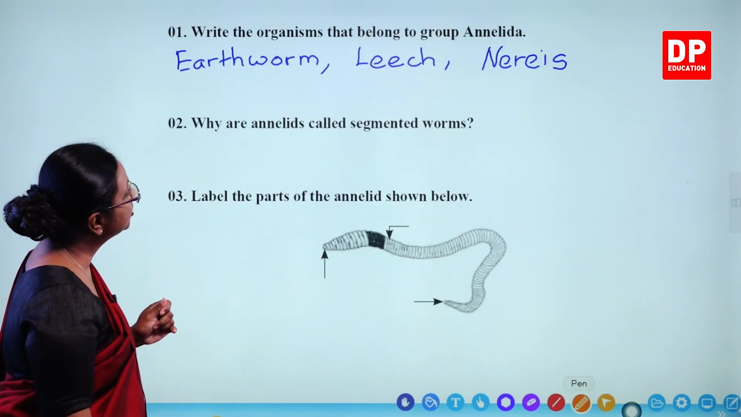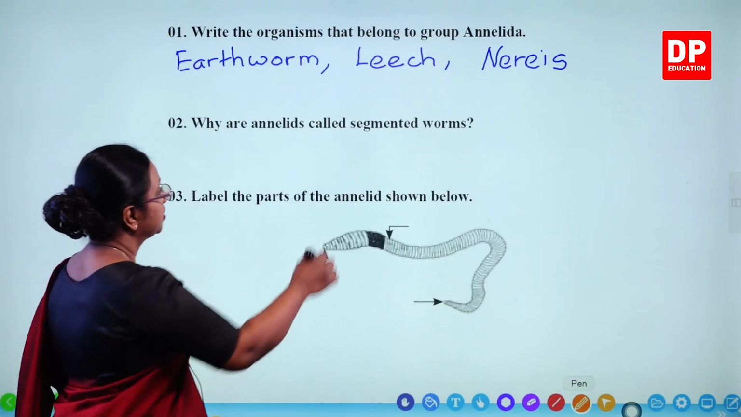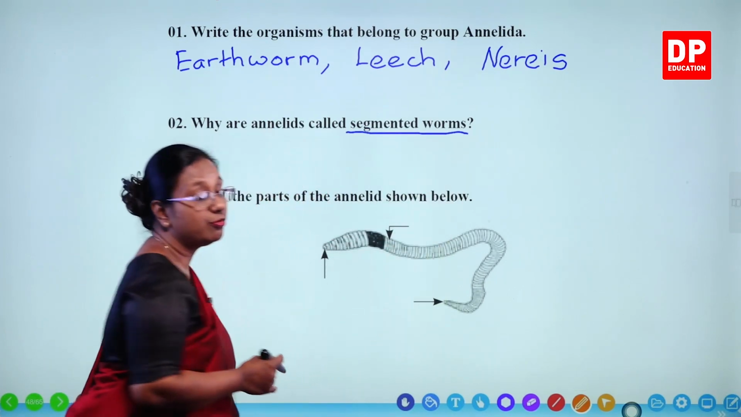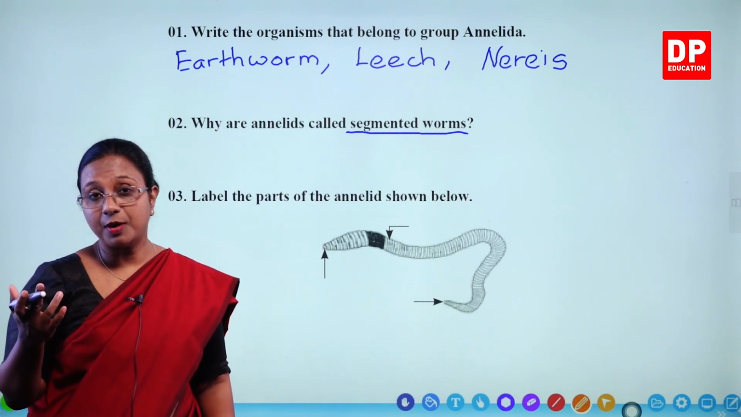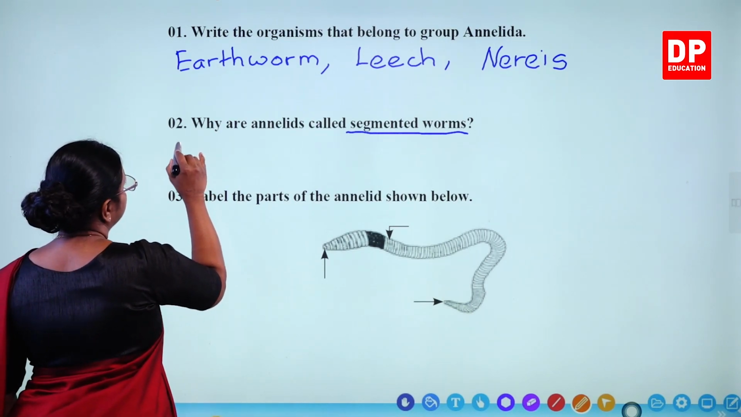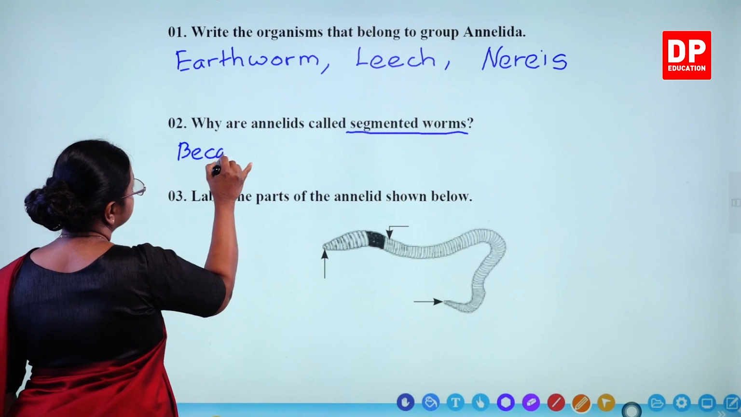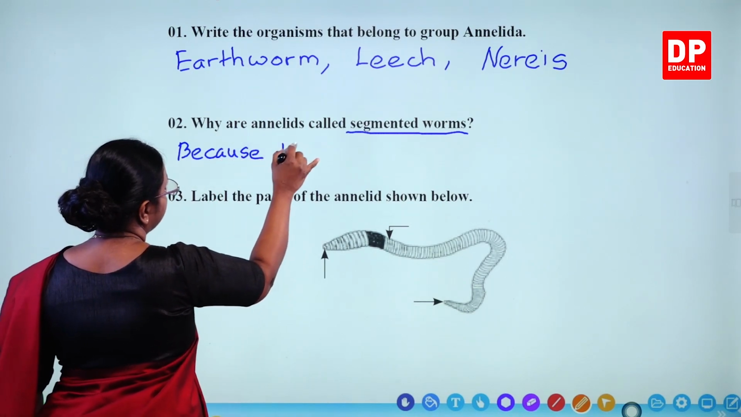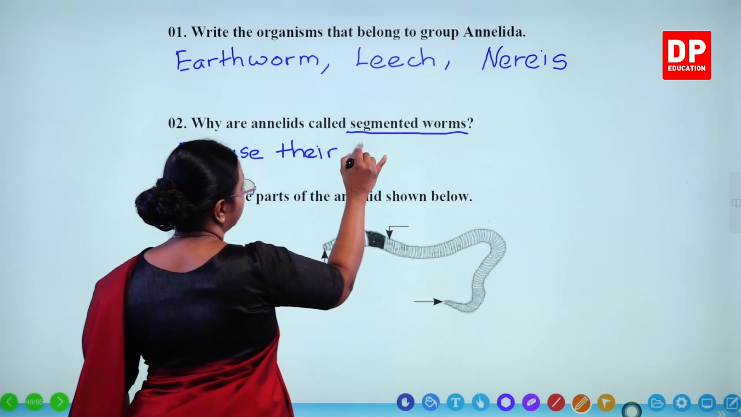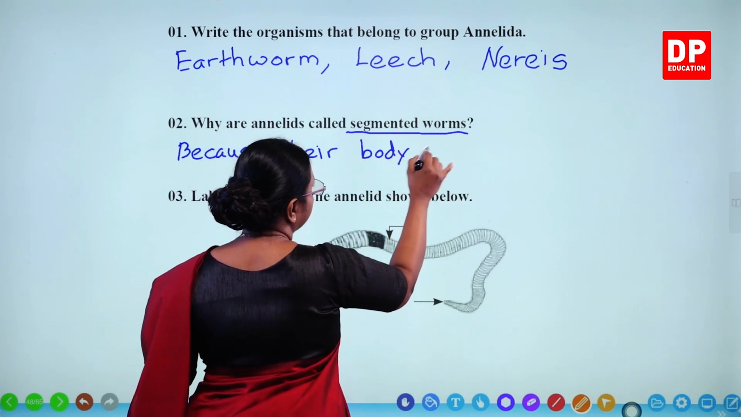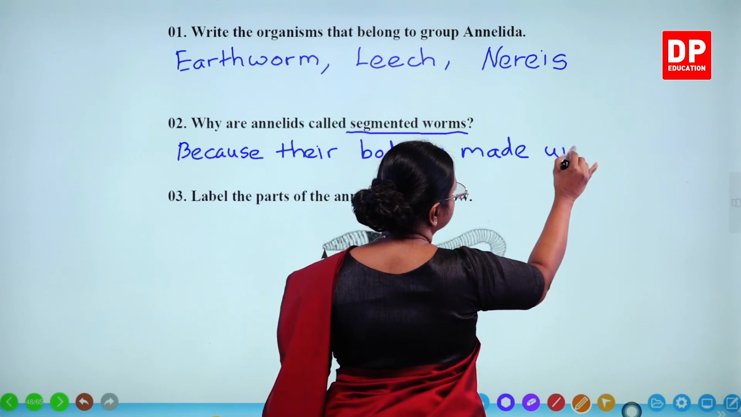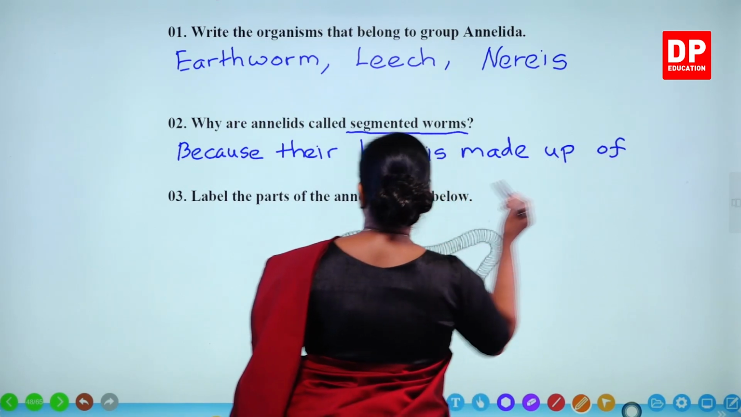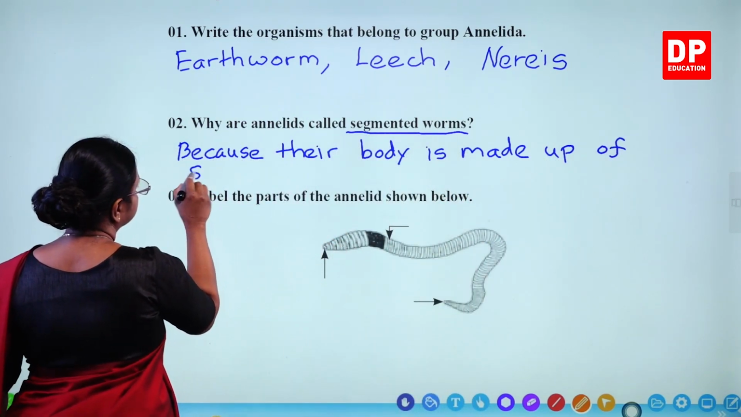Why are annelids called segmented worms? So segmented worms. Why do we call them segmented worms? Because their body is made up of segments.